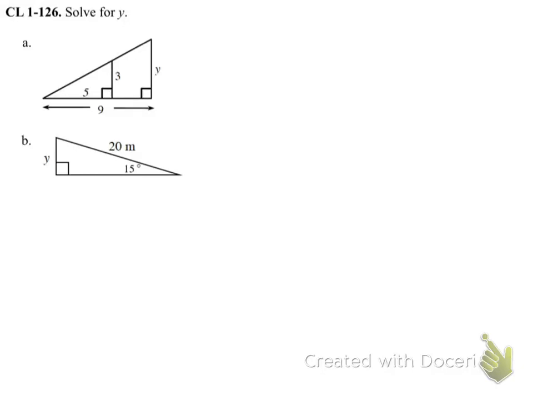Okay, so solving for y on problem A, we have two triangles. They are going to be similar triangles. They both have a right angle here, and they both share this angle, so they are similar by angle-angle similarity. What that means then is I can look at them separately.